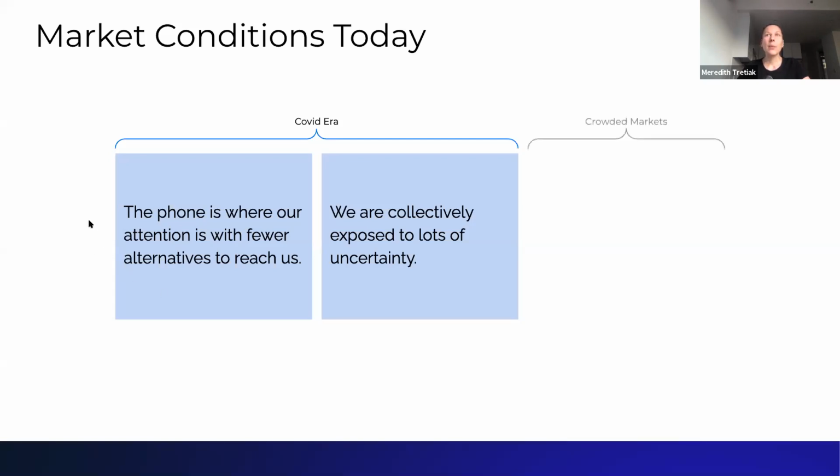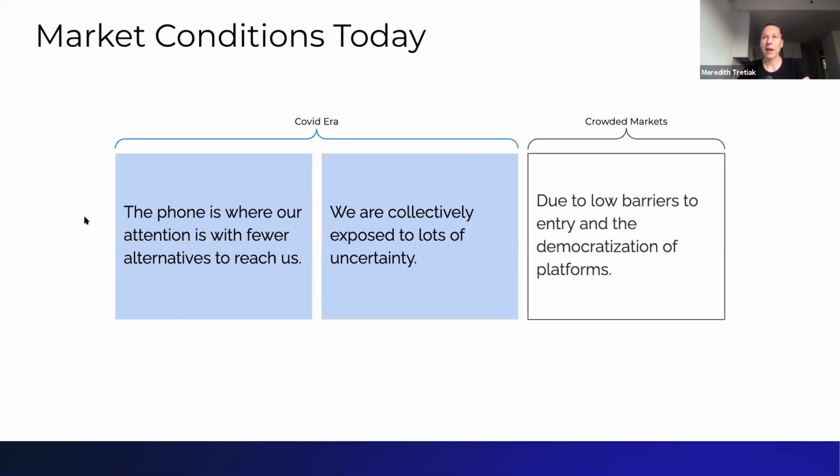And then third, I wanted to point out is just crowded markets. This has been going on for years or several years at this point. This was present before coronavirus, but basically due to low barriers to entry and the democratization of platforms, markets are crowded. Anyone can create an app, anyone can start a YouTube channel or create content or even produce physical goods with different services and platforms that are available today. So looking at these market conditions, having this as a starting point, where do emotions come in?